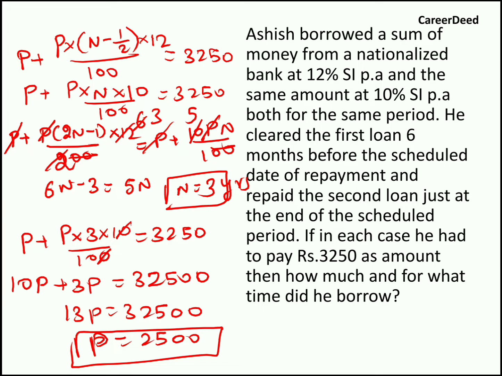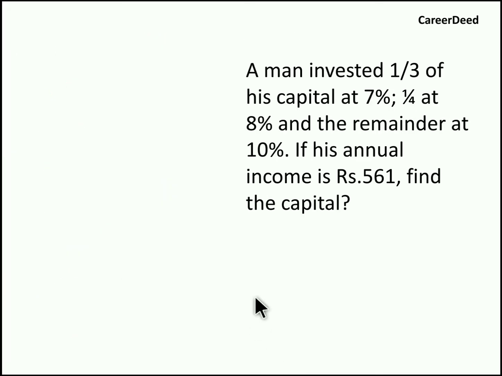Now moving to our second question. A man invested 1/3 of his capital at 7%, 1/4 at 8%, and remainder at 10%. If his annual income is rupees 561, find the capital. See, I strongly suggest you don't use any formulas in this type of questions. So you can assume any value. So let's assume the total investment be C, right?